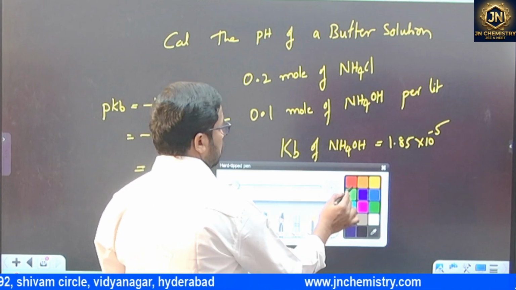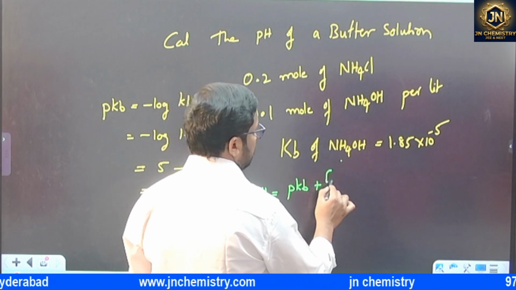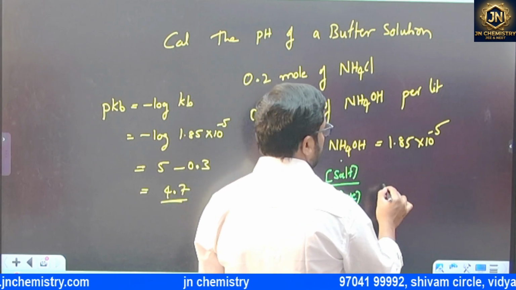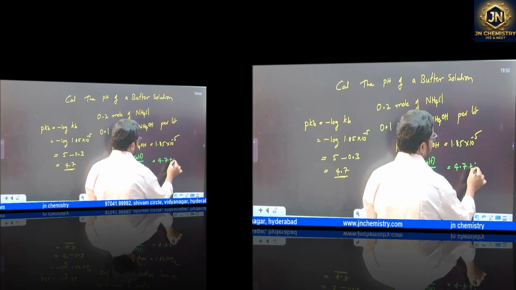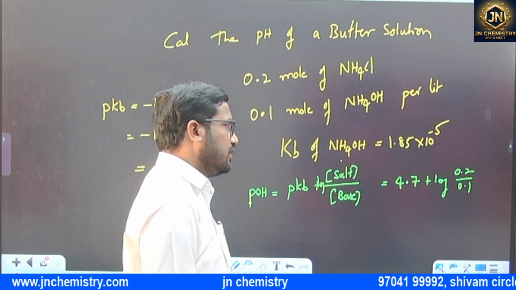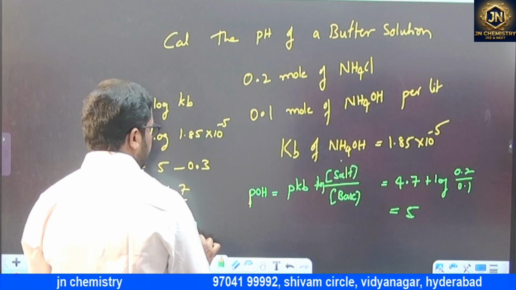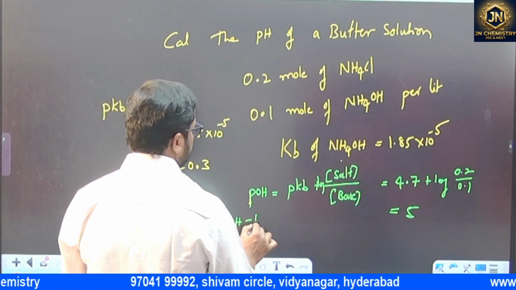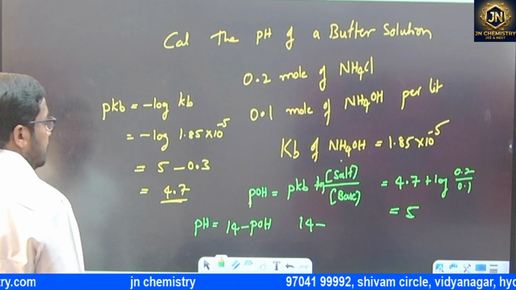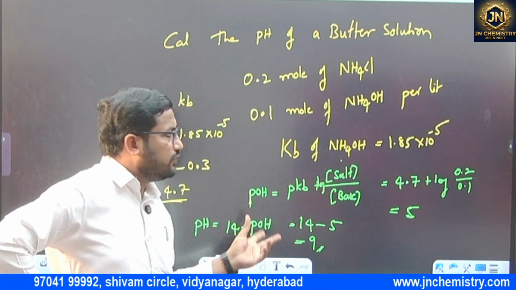pOH is equals to pKb plus log salt concentration by base concentration. pKb is 4.7 plus log of 0.2 by 0.1, log 2 is 0.3, so approximately 5 point something, 5 comes. pH is equals to 14 minus 5, approximately we get 9. These are approximate values we took, right?